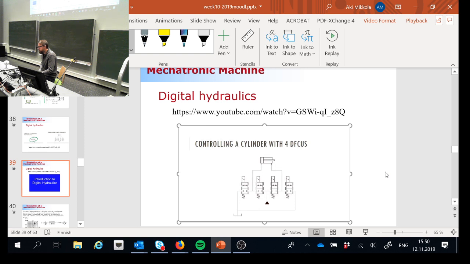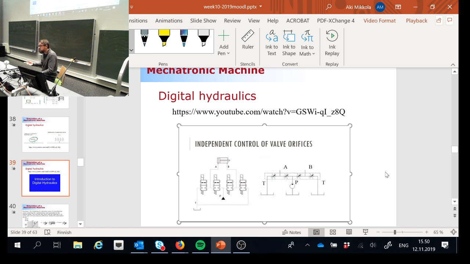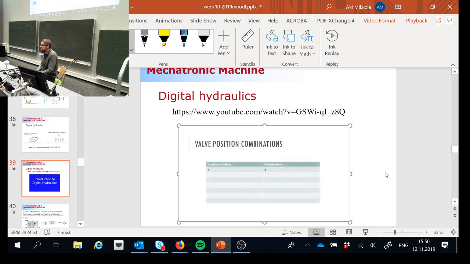The main benefit of digital hydraulics is the ability to control each control edge independently. This reduces power loss and enables precise control. Additionally, seat valves have 0 leakage, as opposed to the high leakage of proportional valves. However, the challenge with digital hydraulics is the complexity of the control algorithm. Each valve needs to be controlled individually, and this results in large numbers of valve position combinations, although each valve has only 2 possible positions.